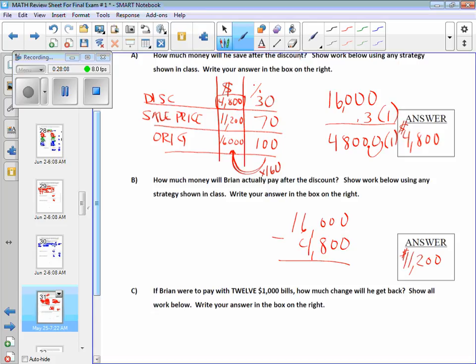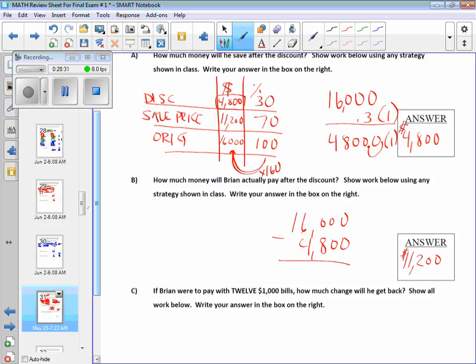I got 10,200. Yeah, you have to carry a 1 somewhere. Right? 16,000, take away 4,800. Should be 11,200. You want to grab a calculator? You can. You did something, a borrow issue.